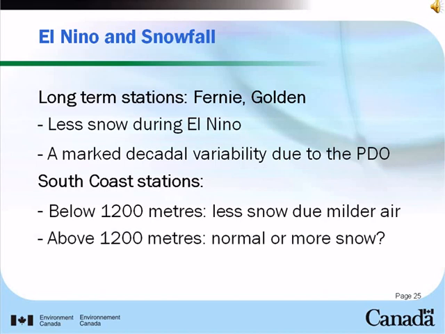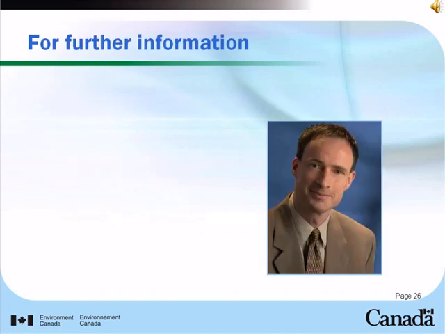At higher elevations, such as the Whistler Roundhouse, the signal is somewhat ambiguous, and recent records show normal or more than normal snow during El Niño. I hope this presentation has clearly outlined for you the known effects of El Niño and the PDO on winter weather in BC.